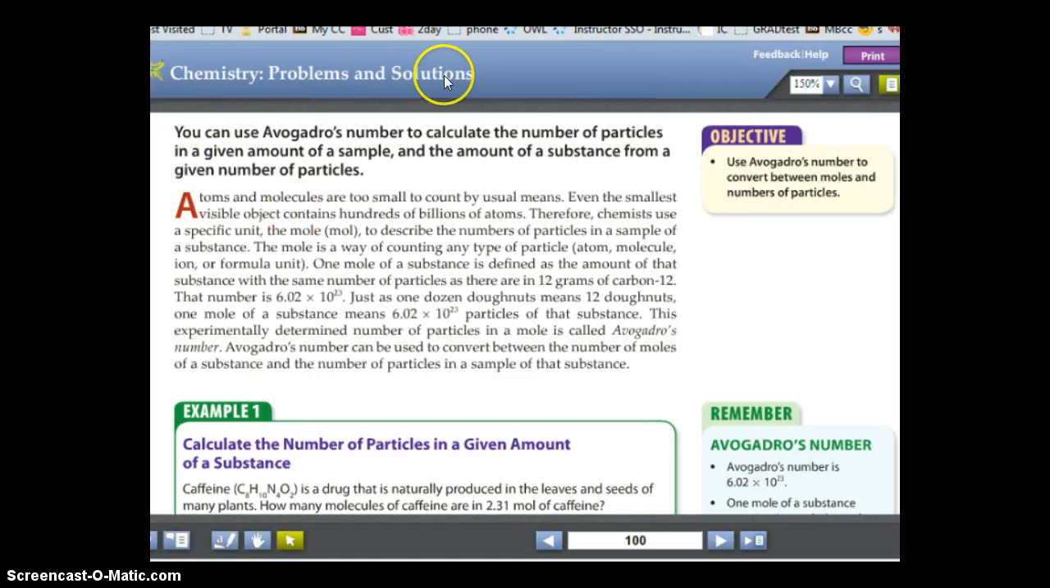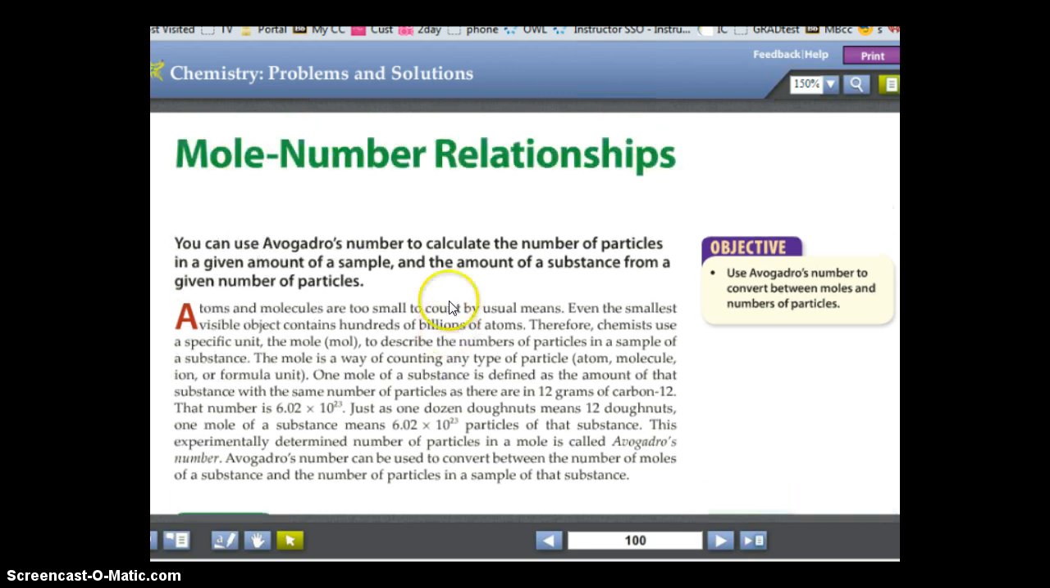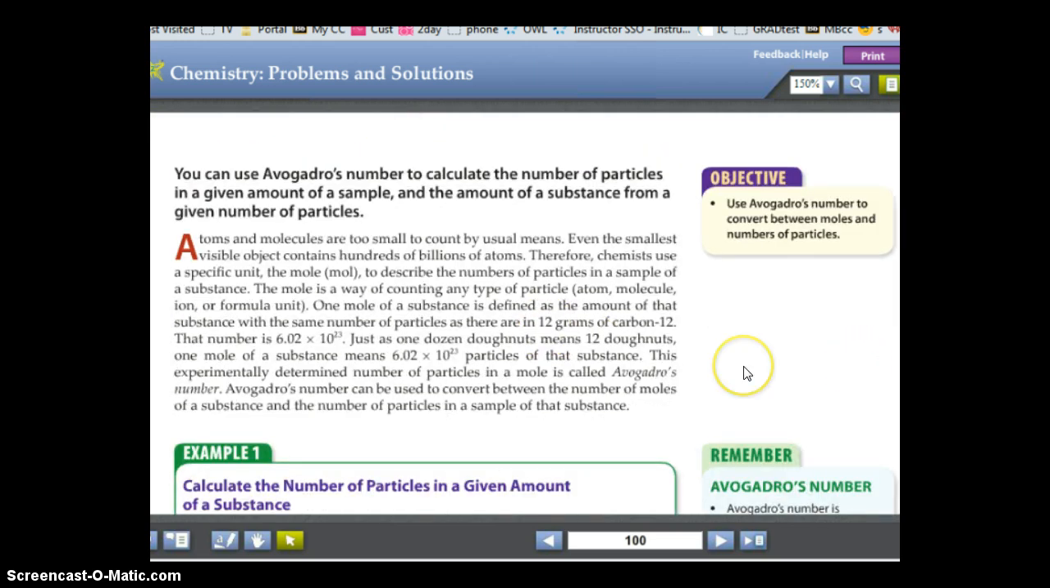We're now going back to our problems and solution book and doing the second part, which is problem set 46, mole number relationships. You can use Avogadro's number to calculate the number of particles in a given amount of a sample and the amount of a substance from a given amount of particles. Atoms and molecules are too small to count by usual means. Even the smallest visible object contains hundreds of billions of atoms.